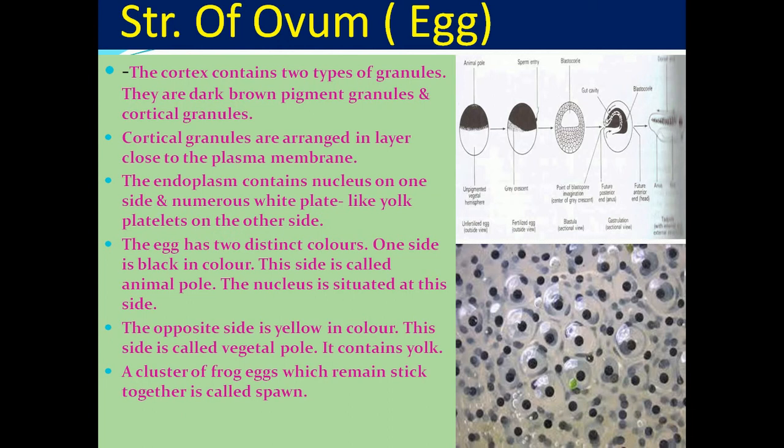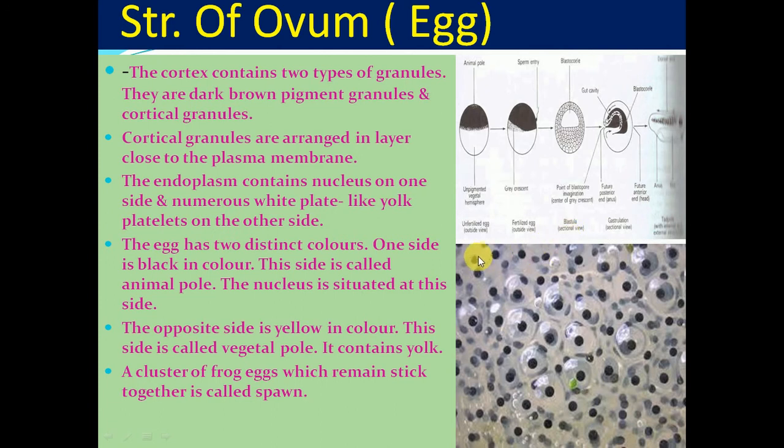And if you see the egg of the frog, it has two distinct colors. One side is blackish in color. This side is generally known as the animal pole, and the nucleus is situated at this side. The opposite side is yellow in color. This side is called the vegetal pole. It contains yolk, and as the yolk is yellowish in color, this vegetal pole looks yellowish.